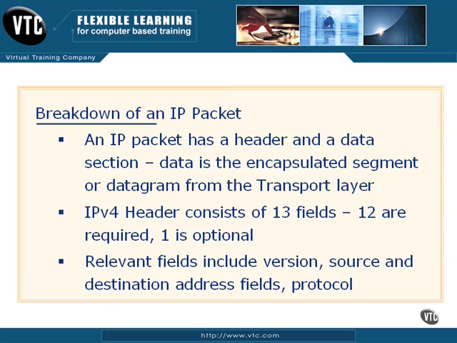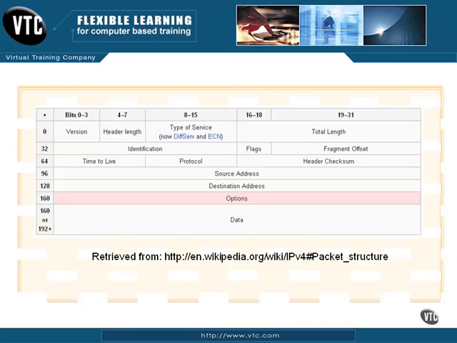The IP version 4 header consists of 13 fields, and 12 are required to be used during a communication session. 1 is optional. We'll talk about that in a moment. Some of the fields you need to pay attention to include the version, the source and destination address fields, the protocol, and so forth. And we'll take a look at those right now. First of all, the version is normally going to be set to 4, meaning it's an IP version 4 header. Makes sense. We also have different fields such as header length, type of service, total length, identification, and so forth.